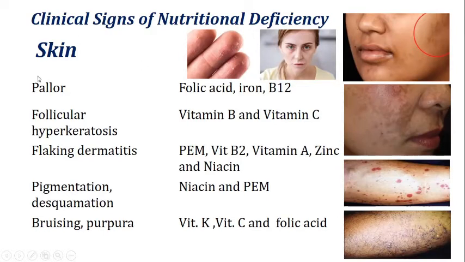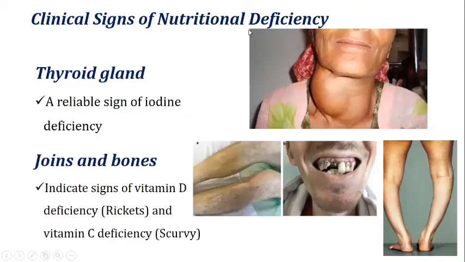Then expansion of the thyroid gland may be due to goiter, and it is a reliable sign of iodine deficiency. I don't know whether you have observed this, but when you were very young, you might have seen people with this kind of enlarged necks a lot. But nowadays, can you see this kind of people?